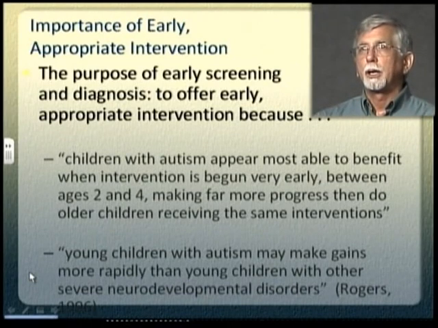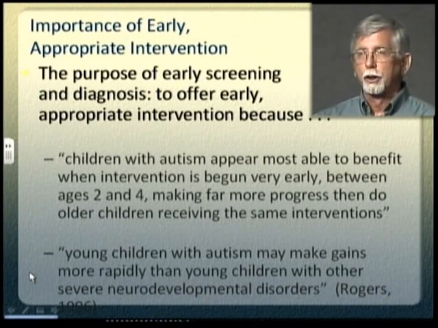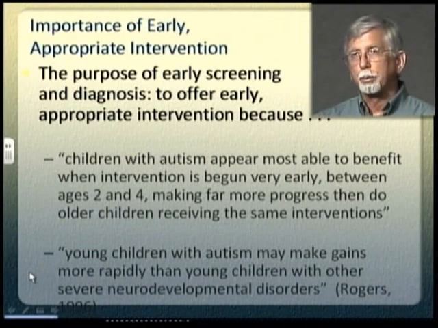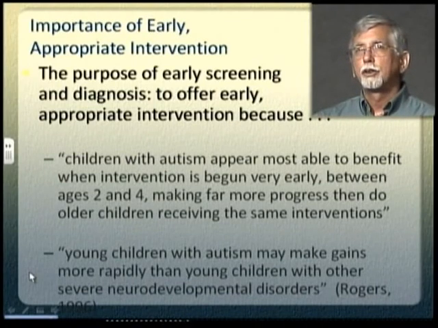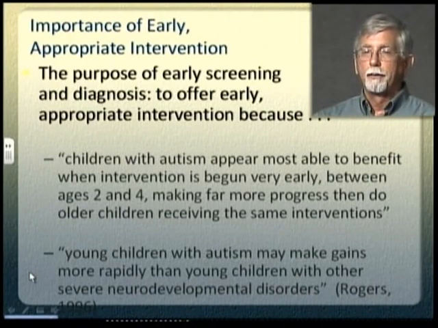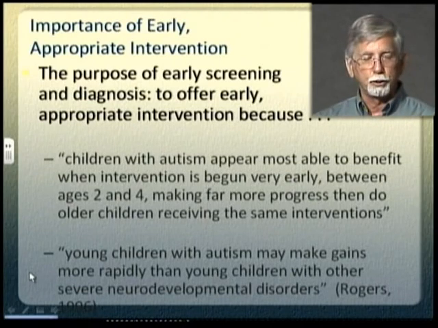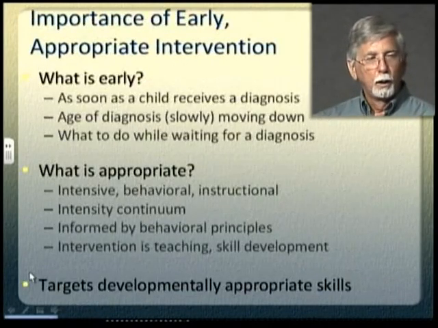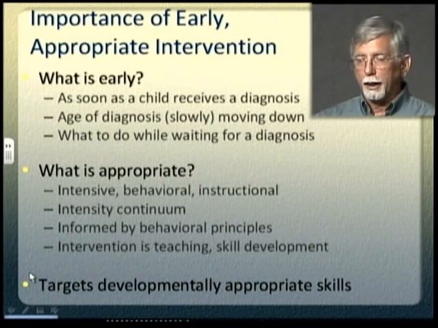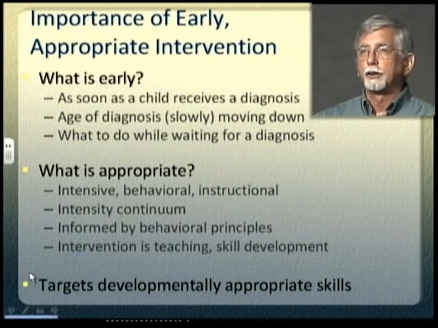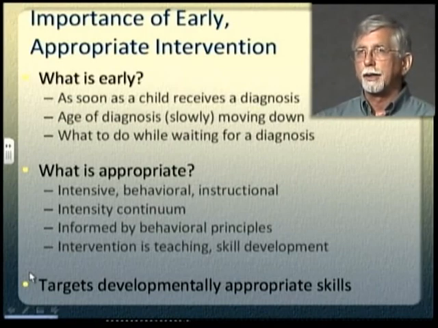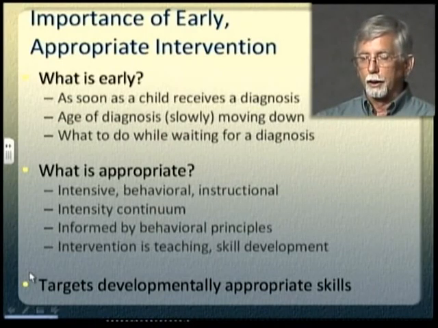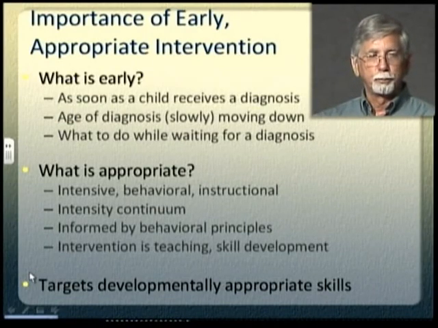The point of these statements being that we want to be catching autism spectrum disorders as early as possible, and we want to be clearly identifying those disorders so that the intervention plan that we put in place is created with an eye toward addressing the specific features of autism that we see in this child. We might ask, what is early? And I suppose I would say it's as soon as a child receives a diagnosis or an indication that they meet criteria for a disability category of autism.